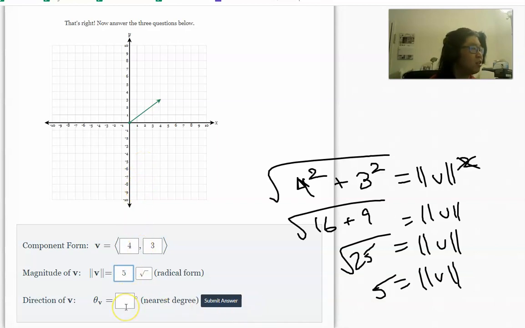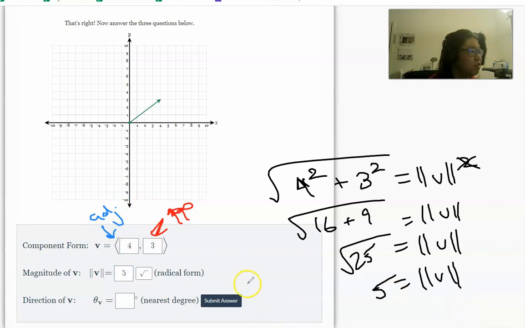Finally, we need to find the direction of v, the angle, right? So let's take a look at our angle here. We've got a positive angle, quadrant 1. Let's remember which number refers to what again. It's opposite. And this one over here is adjacent. So we have to use our wonderful, wonderful inverse tangent.